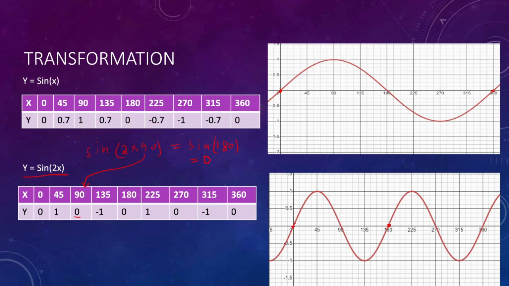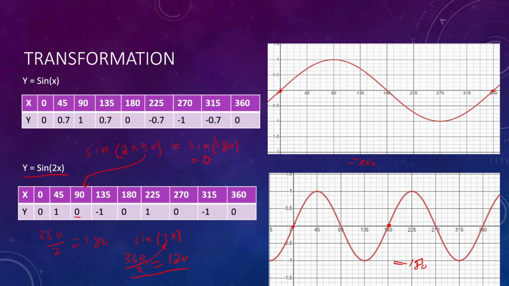So as you can see, the period for the first graph is 360 and the period for the second graph is 180. The period is being divided by 2. 360 over 2 is equal to 180. What this means is that, for example, even if it was sine 3x, this will divide 360 by 3. It will change the period by the value that is written inside the bracket and is being multiplied by x. So the graph has shrunk and the graph will be completed faster.